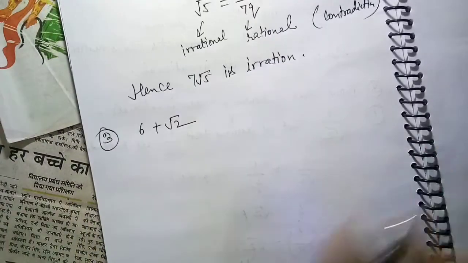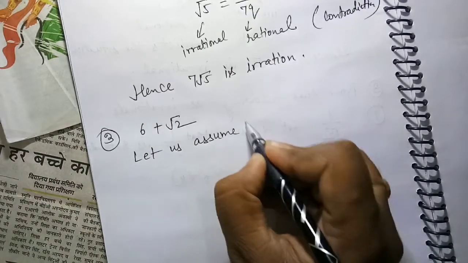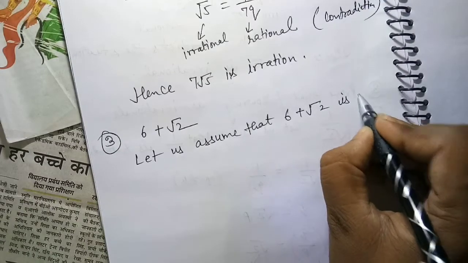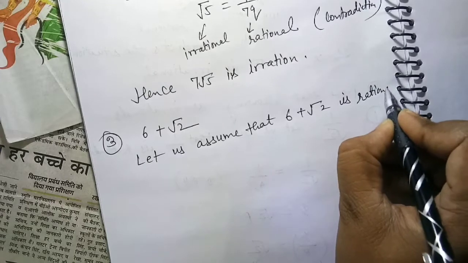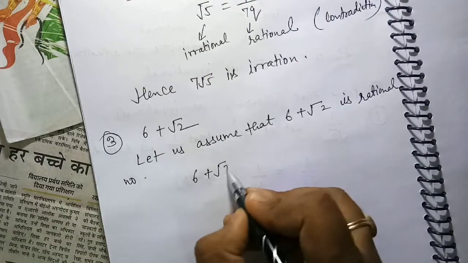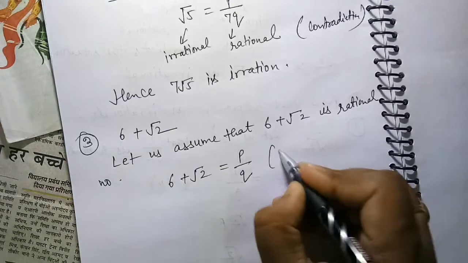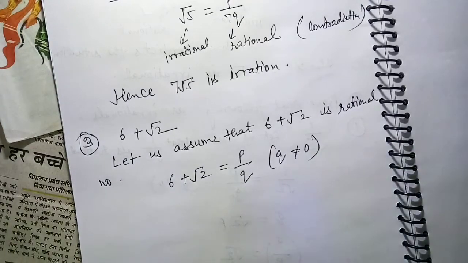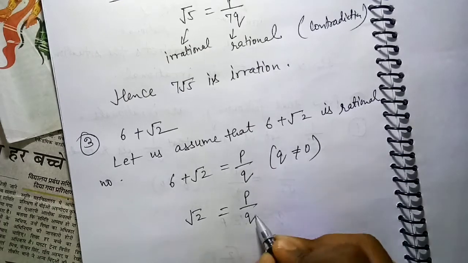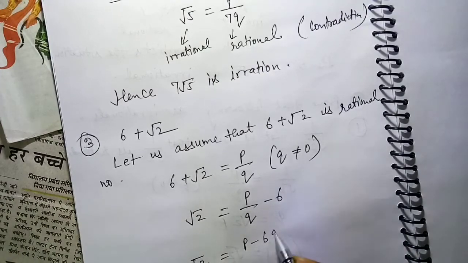Let us assume that 6 plus root 2 is a rational number. Okay, so 6 plus root 2 is equal to p upon q, where q is not equal to 0. Clear? Now root 2 equal to p upon q minus 6, or root 2 equal to p minus 6q upon q.